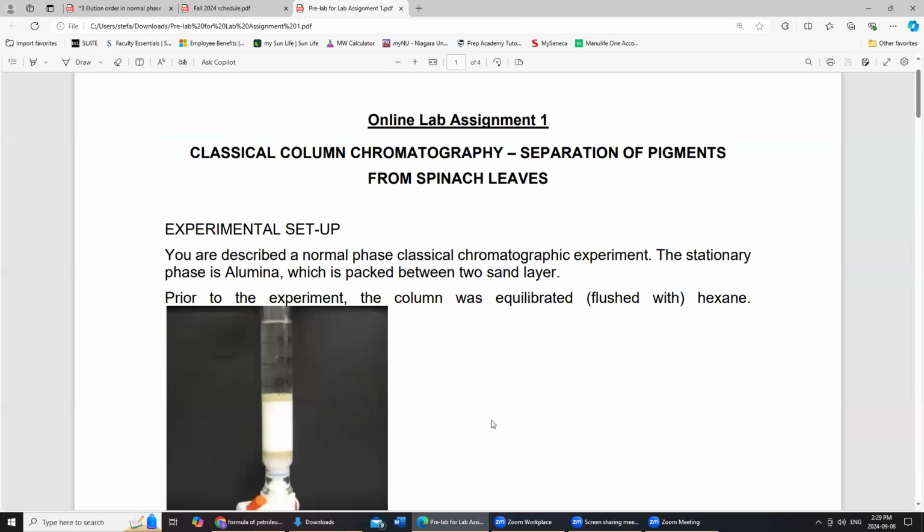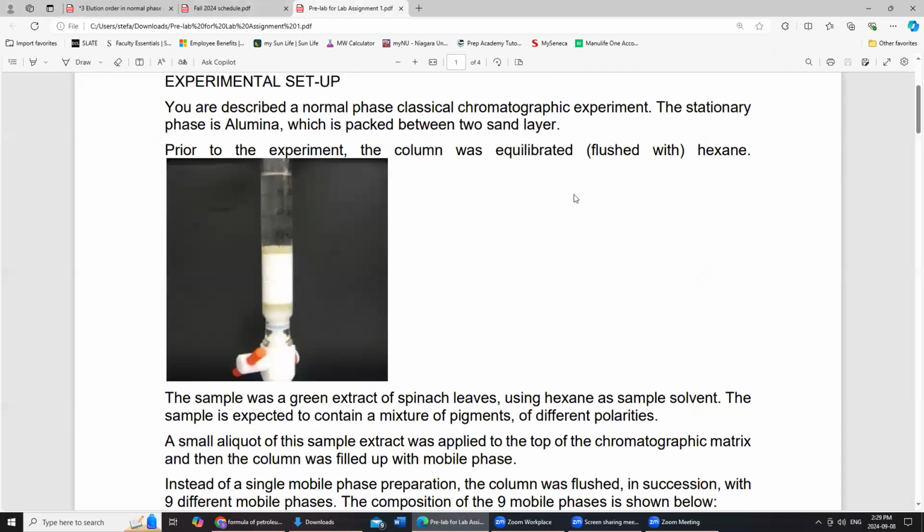So here we go. Here's our experimental setup. We have a classical column chromatography, and I'm not sure if you guys are doing the exact same lab, but it's probably very similar, especially if it's just the online one or just the normal one, right? What you'll generally see is you have your alumina, you have two sand layers, and it looks like it's been flushed with hexane before the lab.